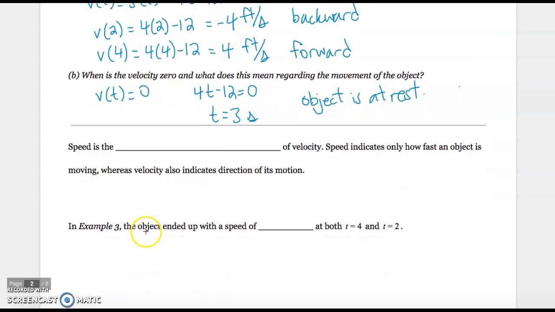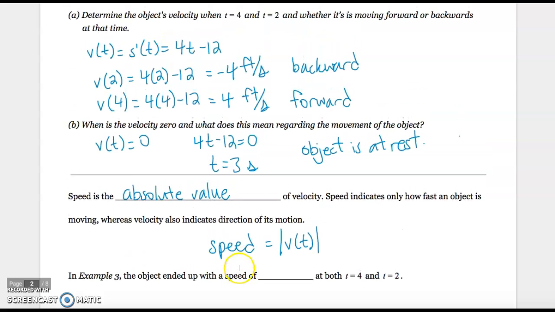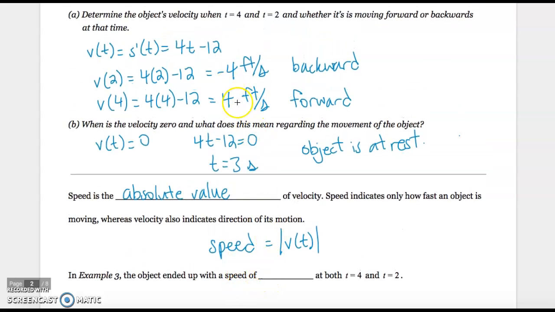Now let's compare velocity and speed. So speed is related to the velocity, but speed is the absolute value of velocity, because speed indicates only how fast an object is moving, whereas velocity indicates direction of motion. So speed is the absolute value of your velocity function, which means it'll always be positive. So in example 3, the object ended up with a speed of 4 feet per second at both those times.